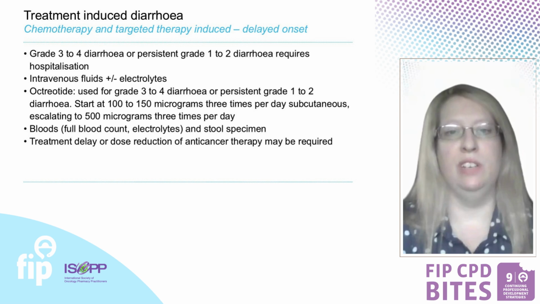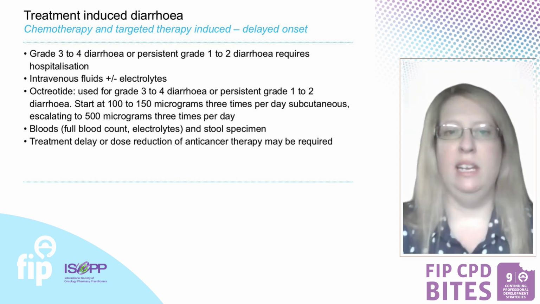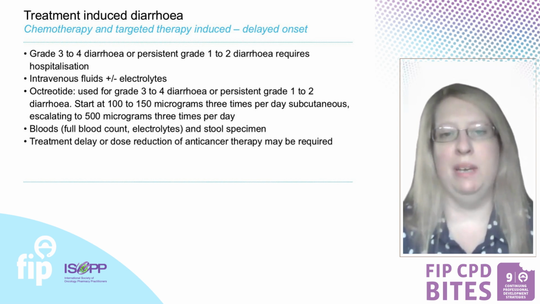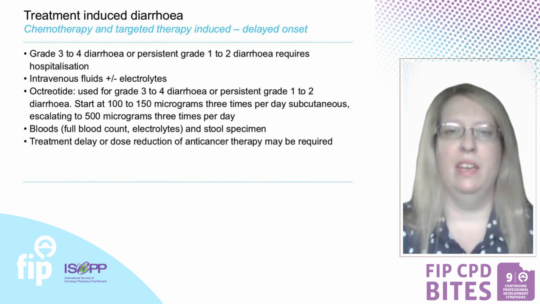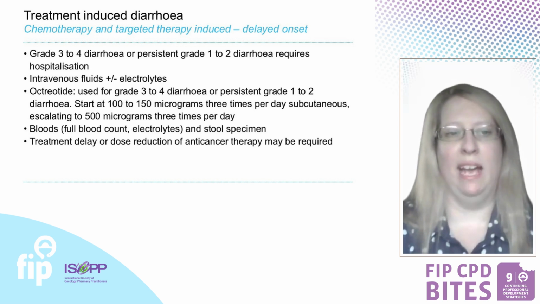Treatment includes intravenous fluids plus or minus electrolytes, and drug therapy includes octreotide. This starts at 100 to 150 micrograms 3 times per day subcutaneously and can increase to 500 micrograms 3 times per day. It is important for these patients that bloods, including a full blood count, an electrolyte, and stool specimen are taken, and a treatment delay or dose reduction of the anticancer therapy may be required.